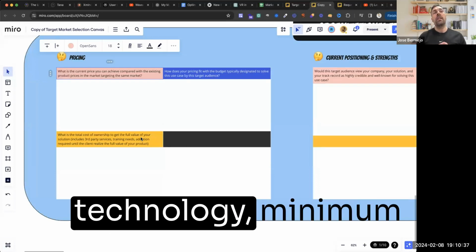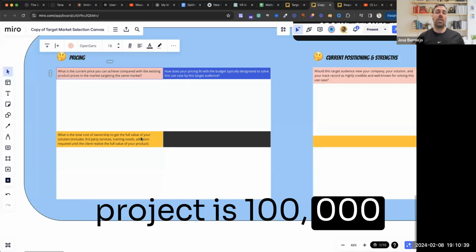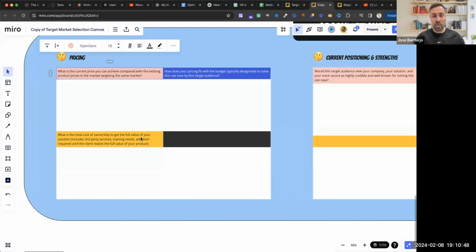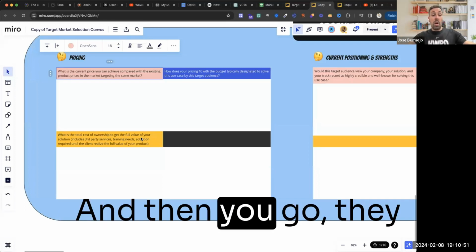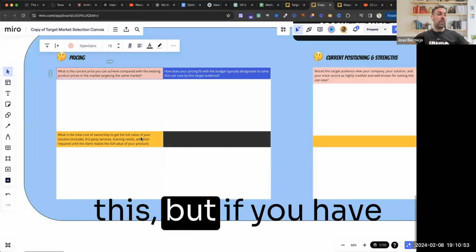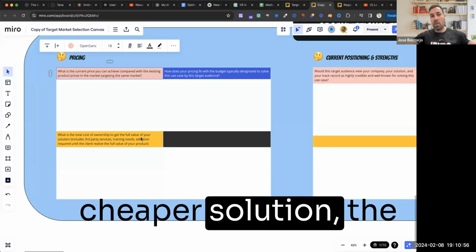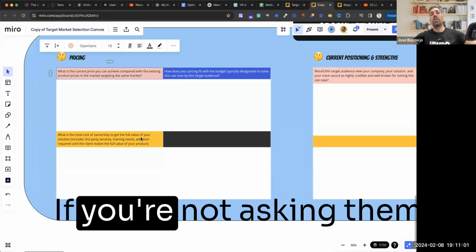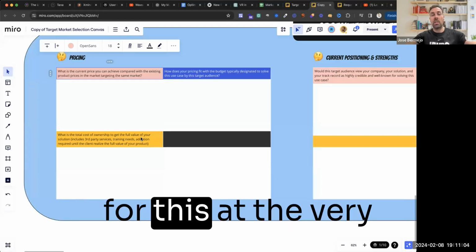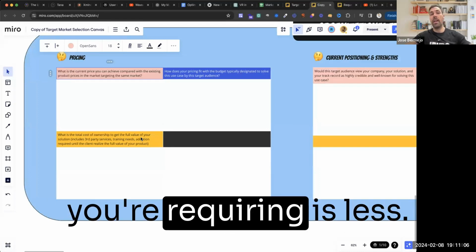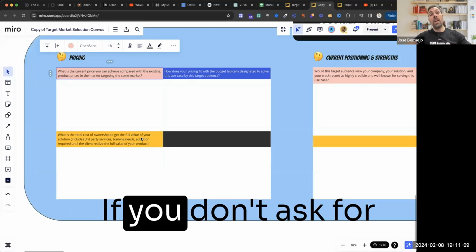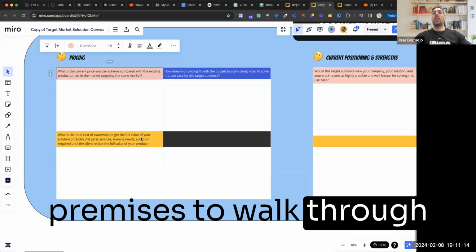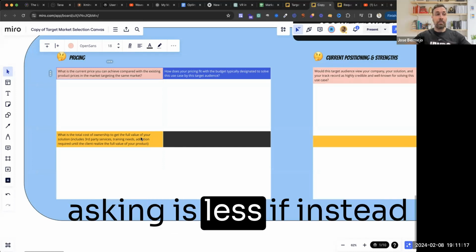Let's say that this technology minimum project is $100,000 or half a million. I don't care. Wherever I look, hundreds of thousands. And then you go, they have to do budget for this. But if you have a way to provide a cheaper solution, the change in the budget you have to do is lower. If you're not asking them to switch showrooms for this at the very first time, the change you're requiring is less. If you don't ask for premises to walk through, the change you're asking is less.